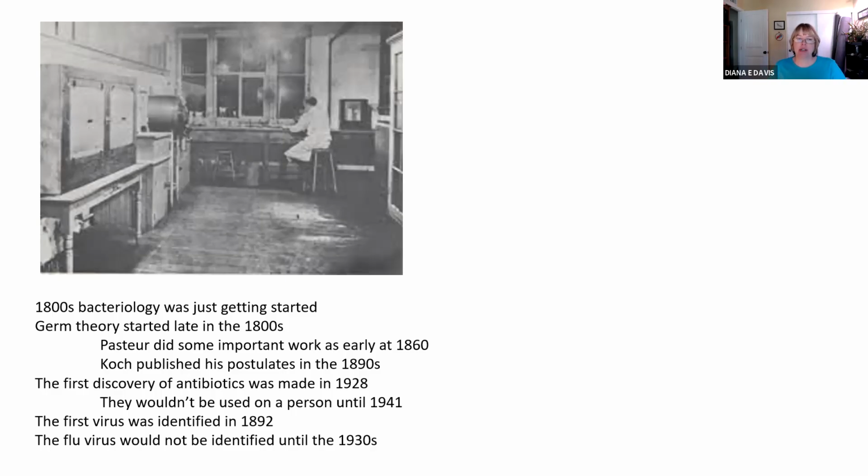We had microscopes, we could finally see these little things. Germ theory still took a while. We knew before that diseases could be spread from person to person, but the idea that bacteria caused disease didn't start until the late 1800s. The two big names that really worked on this idea were Pasteur and Koch, and they did work in the 1860s and 1890s. We will talk about those a little bit later, especially Koch's postulates.